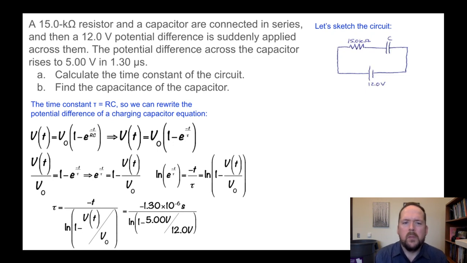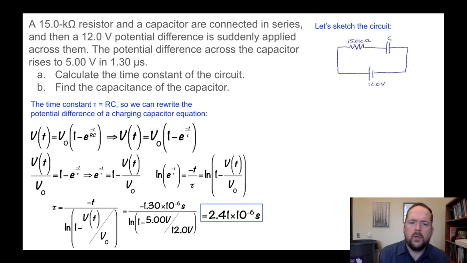So in 1.3 microseconds, I plug that in for my time. And at that 1.3 microseconds, the potential difference across the capacitor is 5 volts. Eventually, it'll be 12 volts when it matches the battery. So I plug those in for the voltage at a given time and the maximum voltage it will achieve. And when I crank all of that out in the calculator, I get a very short time, 2.4 times 10 to the minus 6 seconds. That is the time constant here for the circuit.